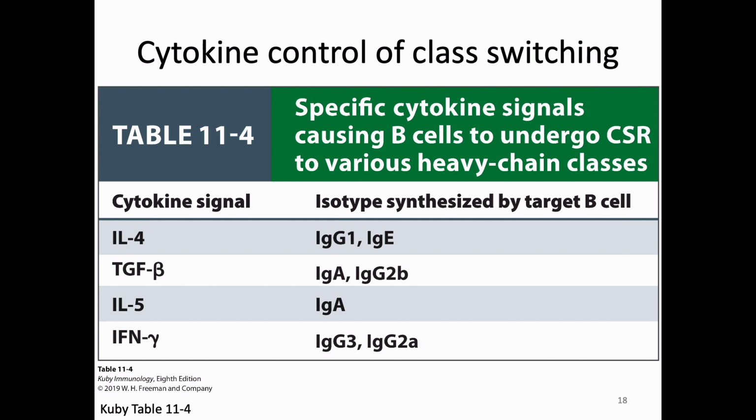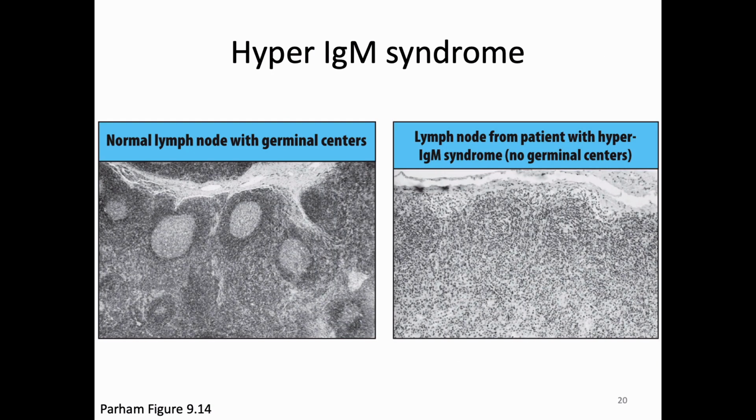There is a really interesting disease called hyper IgM syndrome, where some patients do not class switch. Here you can see a lymph node just under a microscope, not really much staining or anything. And you can see how obvious the germinal centers are, right? There are some patients who are missing certain proteins who don't make germinal centers. This is what their lymph nodes look like.